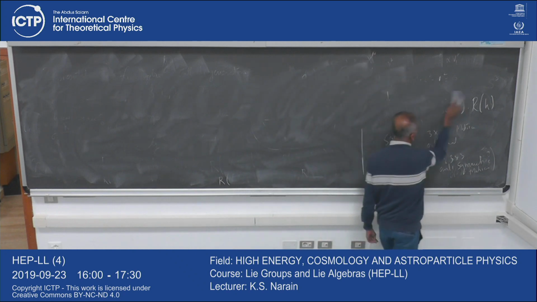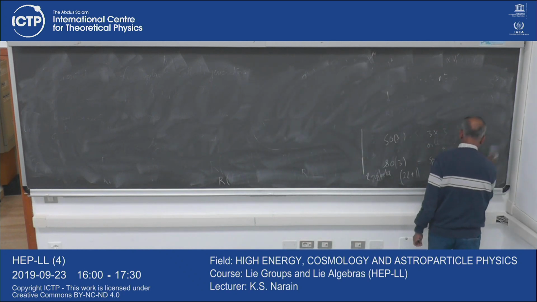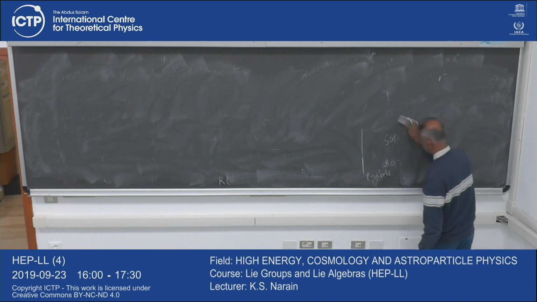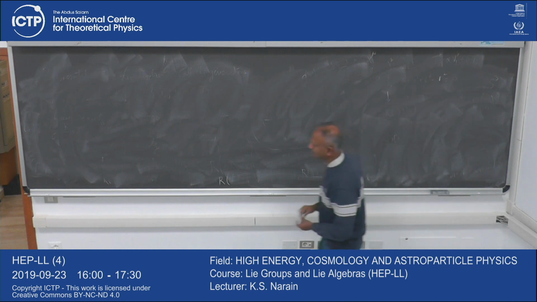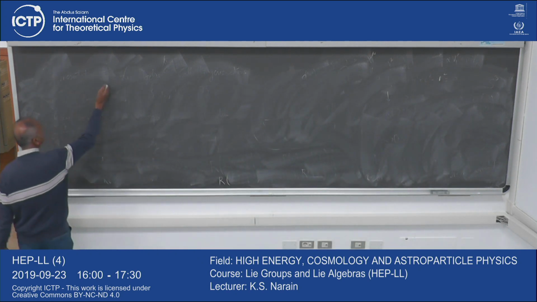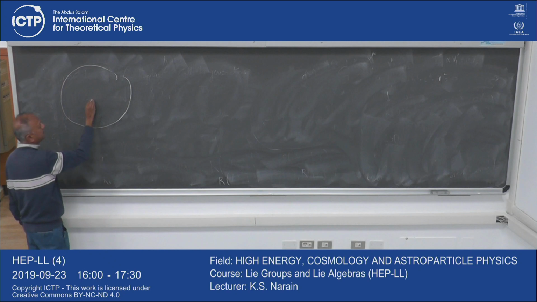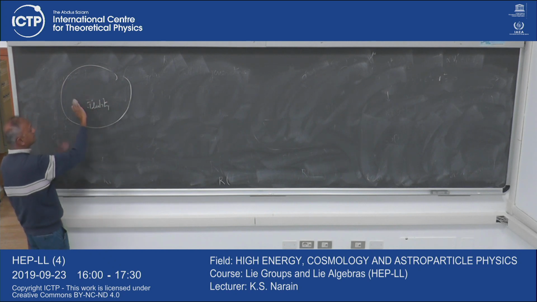Okay, so we'll look at the adjoint representation of SU2. So what is the adjoint representation? The representation just starts from, so imagine again, let's draw this picture here. So here is my identity. Okay, this is a 3-sphere.